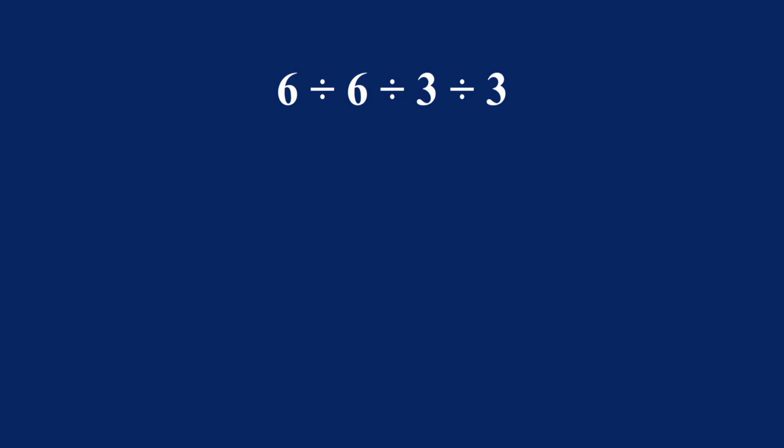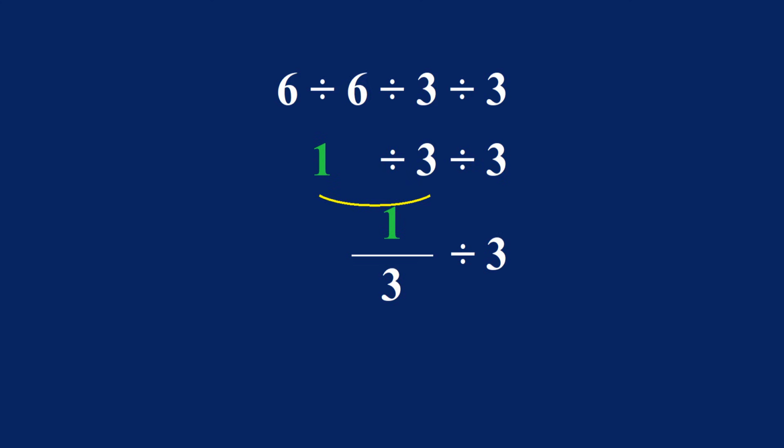So we have first this division, 6 divided by 6 equals 1. So we have 1 divided by 3 divided by 3, and we can write this part as 1 over 3 divided by 3. So we must keep the first fraction, 1 over 3, and change division to multiplication, then flip the second fraction, 1 over 3, which equals 1 over 9. And this is our final answer for this problem.